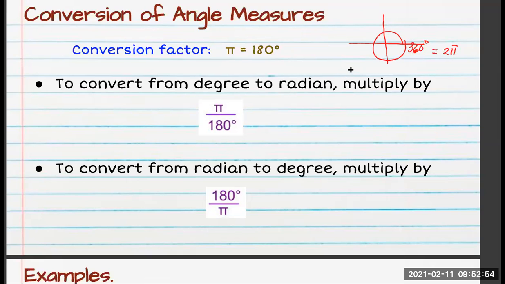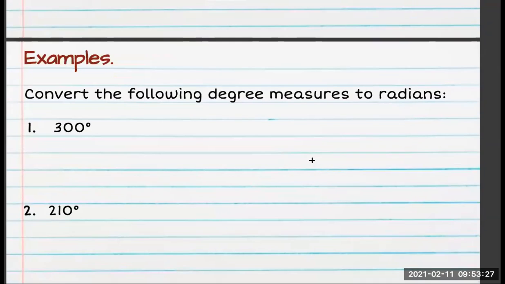So when you are given degrees and you want to convert it to radian, just multiply by pi over 180. The purpose here is so that the degree cancels each other out. And if you are given a radian measure, to convert it to degree, you just flip this. You multiply by 180 degrees over pi. So the purpose here this time is to cancel out the pi to leave you with the degree measure. Okay? So let's look at some examples.